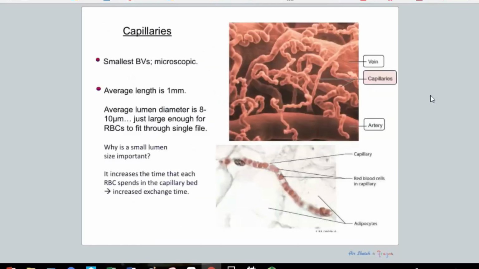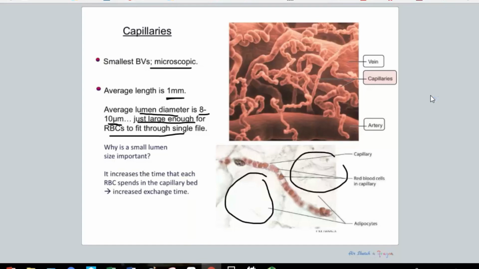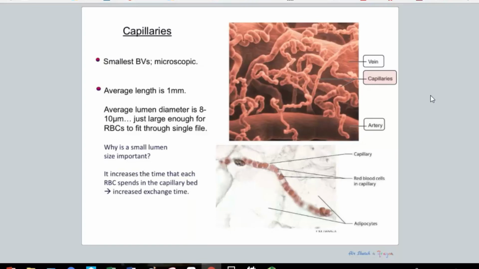So let's take a look at these capillaries first. These are the smallest blood vessels in the body. They're microscopic. Their average length is 1 millimeter, and their average lumen diameter is just about 8 to 10 micrometers, which doesn't mean a whole lot to you, I guess, but it's just large enough for red blood cells to fit through here single file. So here we have some adipose tissue, which is highly vascular, and here's a capillary running through it. And because of this narrow diameter, the red blood cells have to fit through there single file.